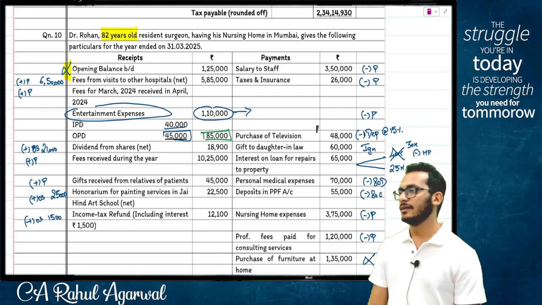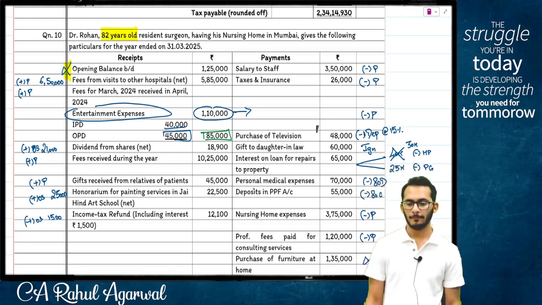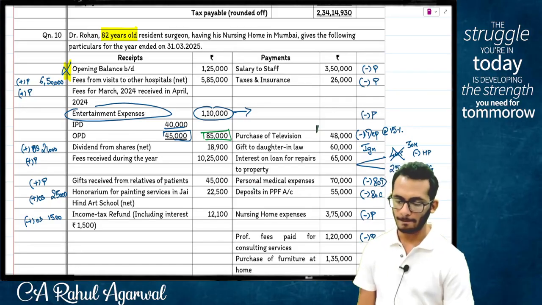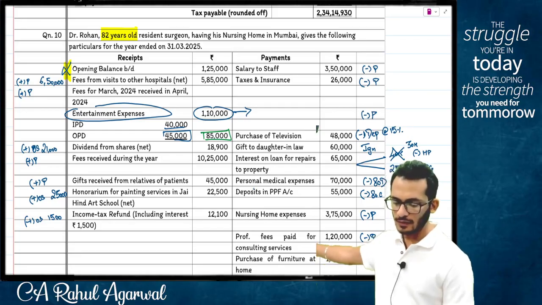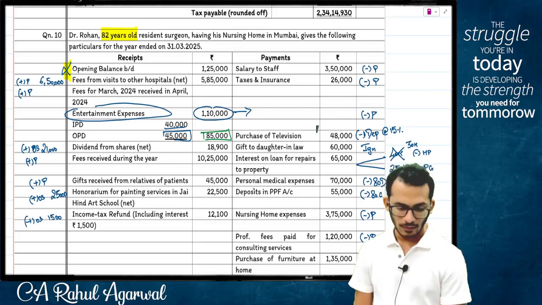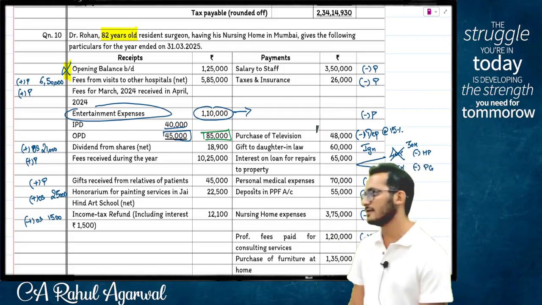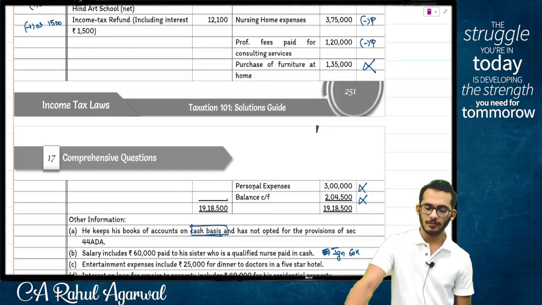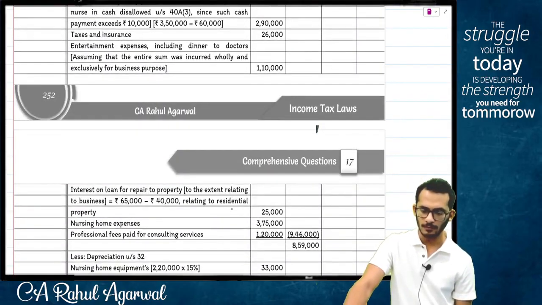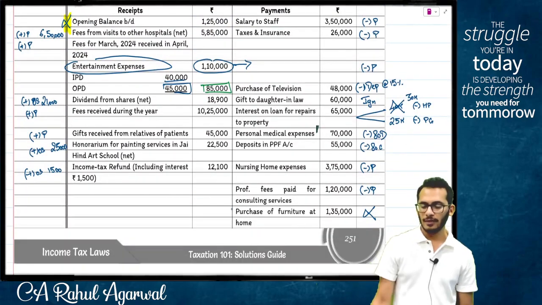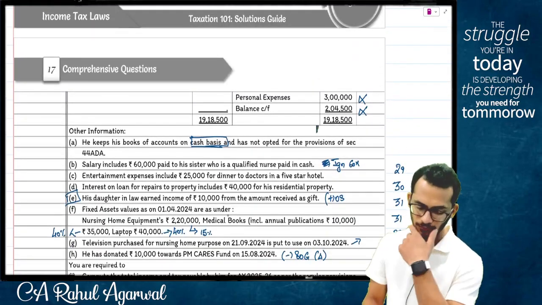Going forward, I have taxes and insurance. First number is 26,000. Look at what other I have. Oh yeah, sorry, we're taking entertainment from that side. So entertainment expenses. The first column is 1,10,000. Next, nursing home expenses 3,75,000.